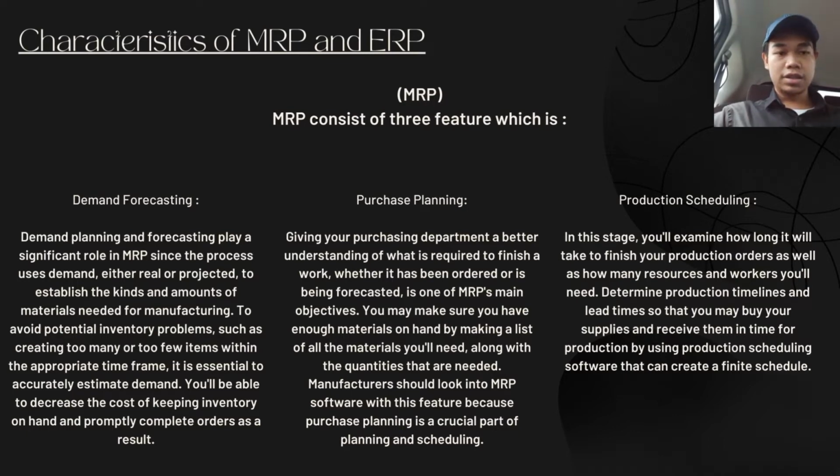And the last is production scheduling. In this stage, you will examine how long it will take to finish your production order as well as how many resources and workers you will need. Determine the production timeline and lead time so that you may buy your supplies and receive them in time for production, by using production scheduling software that can create a finite schedule.